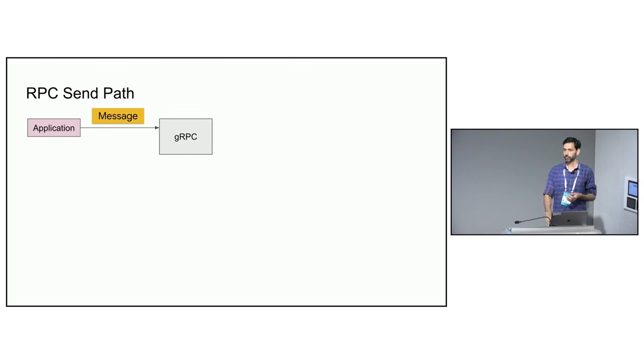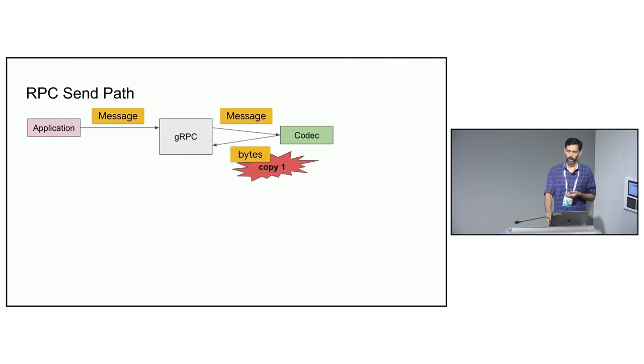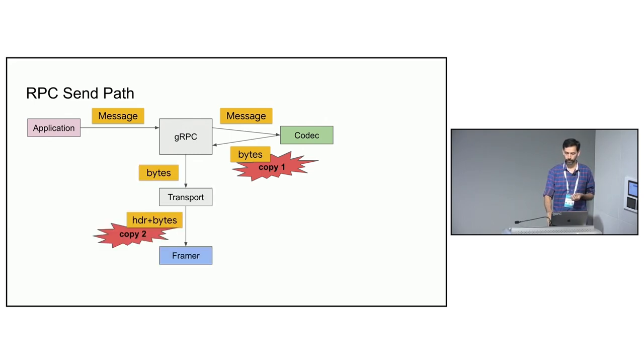Now let's go through the send and receive paths of an RPC message and see where we are incurring copies and allocations. We start off with the application sending a message to gRPC, and gRPC gives that message to the codec. The codec comes back with bytes. Here we have a copy because the codec has to create that byte slice and put the serialized bytes into it. Next, gRPC hands off these bytes to the transport.